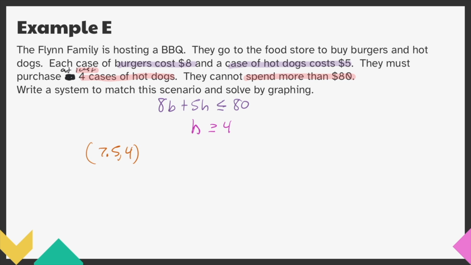However, we're talking about buying cases of hot dogs and burgers. We cannot buy 7.5 cases of something. That involves opening up one of the cases, and people aren't going to be very happy, right? So we've got to come up with things that are less than or equal to. And sure, 7.5 would work, but we can't use that in real life, right? We have to have amounts that we can purchase.